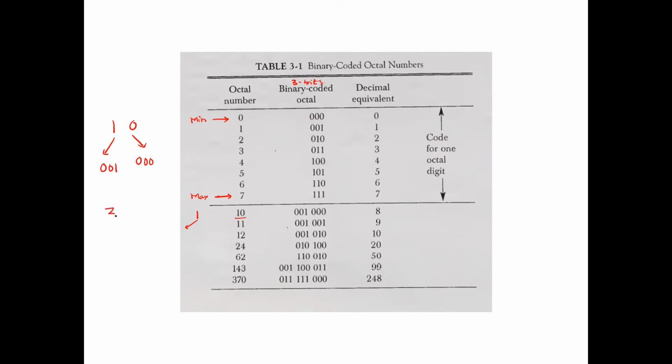Say for example, if I'm writing 370, and this is an octal number system, how are we going to code it in binary? We need to unpack this one. So write 0 as 000, 7 as 111, and 3 as 011, and this is equivalent to 248 in decimal number system. So this is the binary coded octal number, right? So are you understanding how to code the octal numbers into binary?